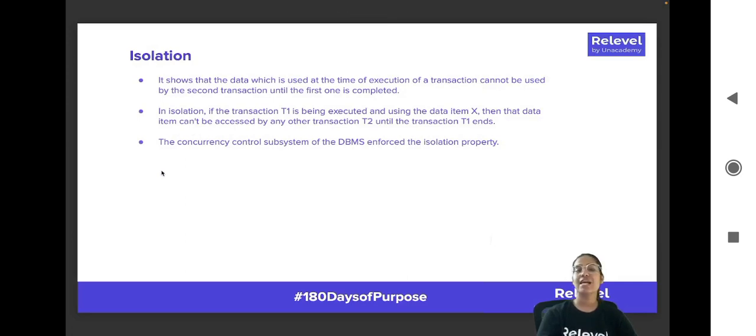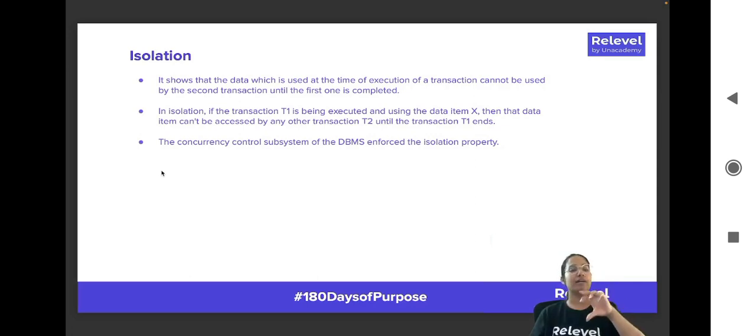Next, what we have is isolation. The concept of isolation says that the data which is used at the time of execution of a transaction cannot be used by the second transaction until the first one is completed. Every transaction should execute in such a way that it is not concerned or even aware of any other transaction that is being executed.